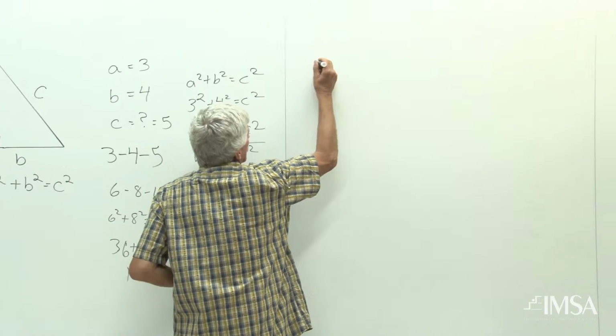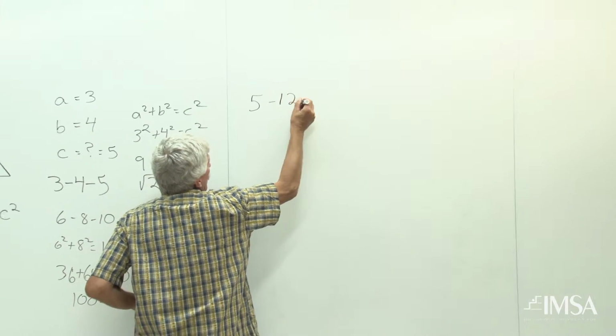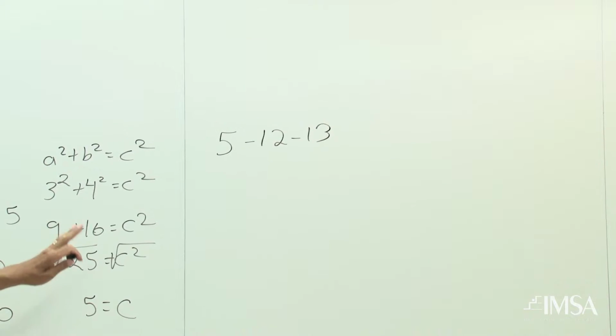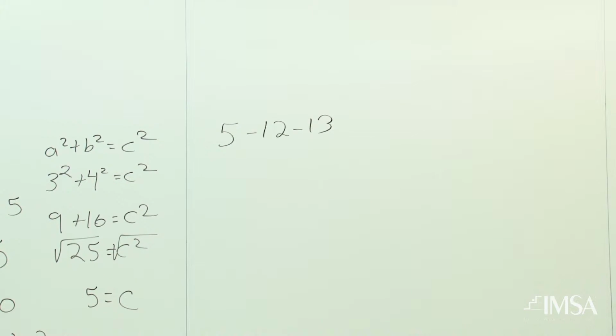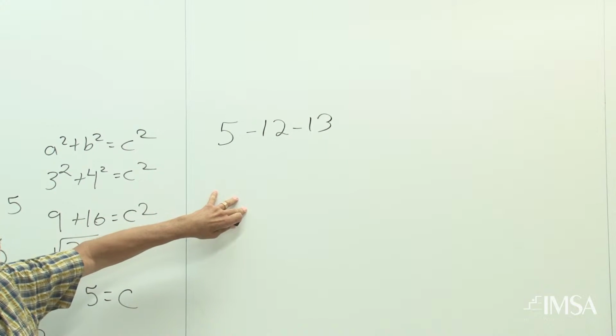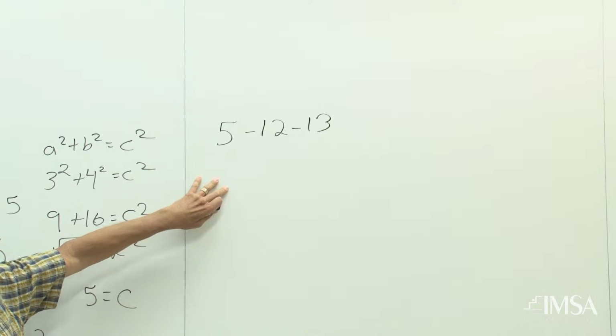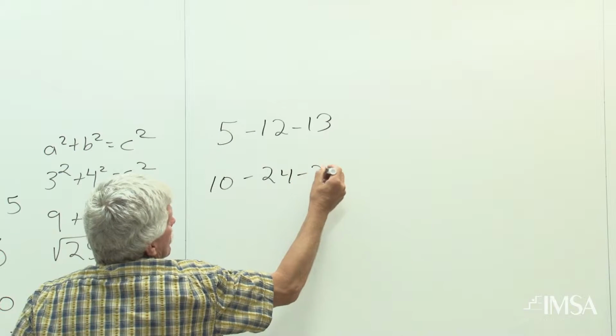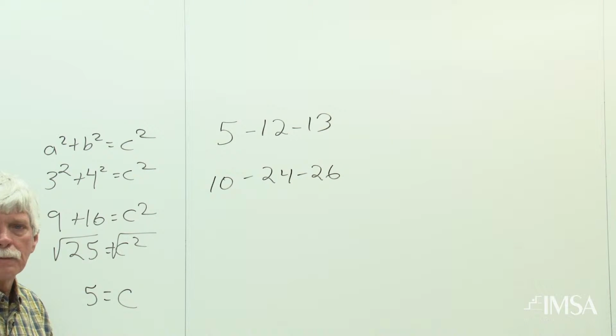We saw one once before. There's the 5, 12, and 13 Pythagorean triple. If we multiply these out, this is a triple. And we, of course, can have other factors. Let's take a look at a scale factor of 2 for this one, and we would have 10, 24, and 26.